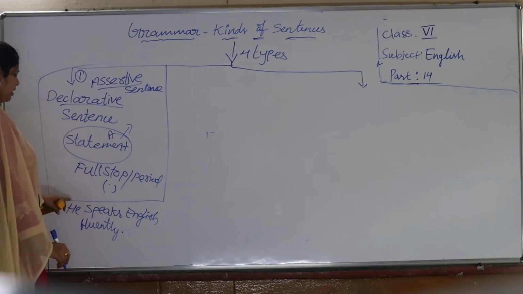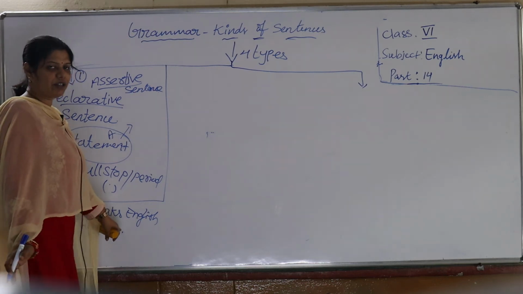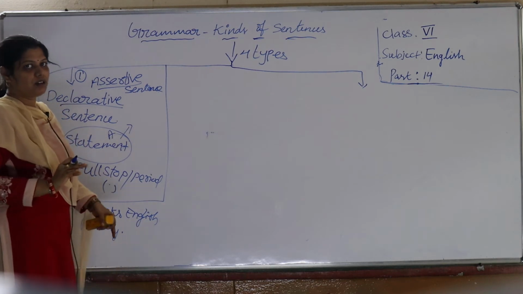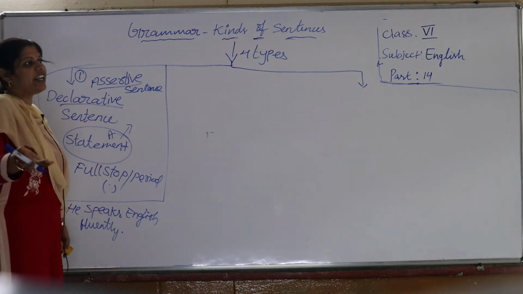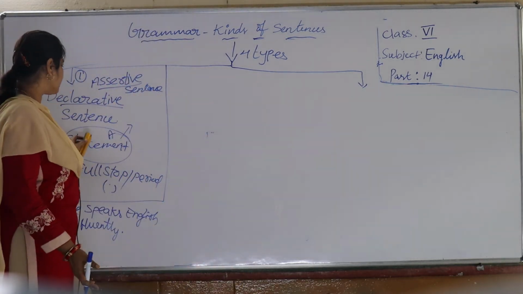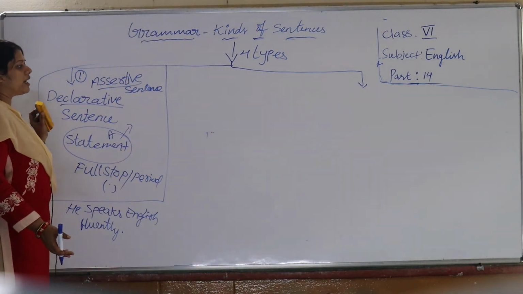Okay. See here, we are just giving information. Honesty is the best policy. Such kind of a friend in need is a friend indeed, a proverb. This kind of sentences comes under assertive or declarative sentences.